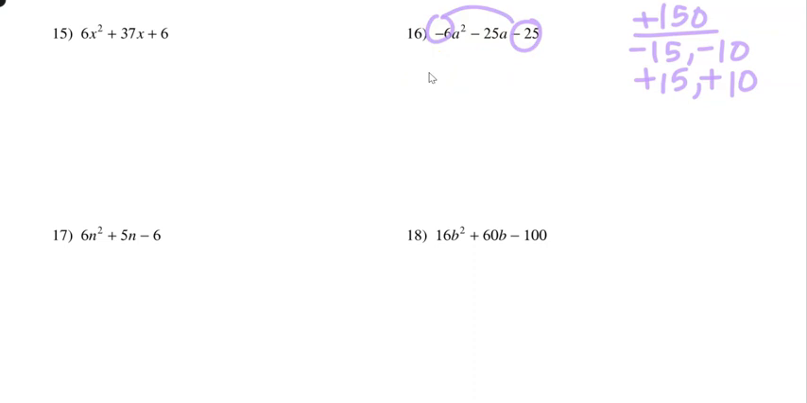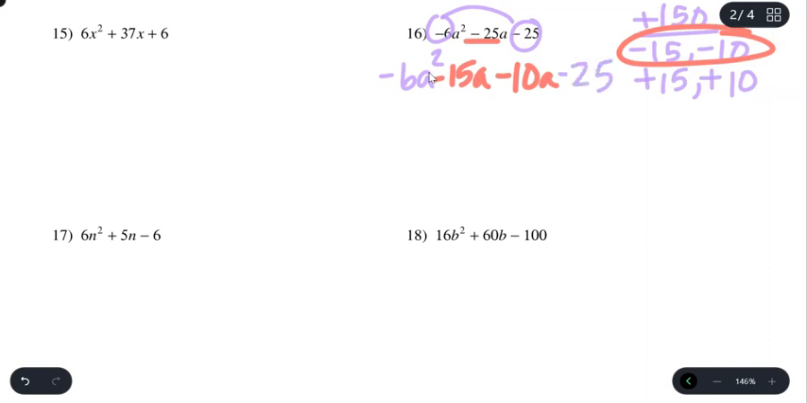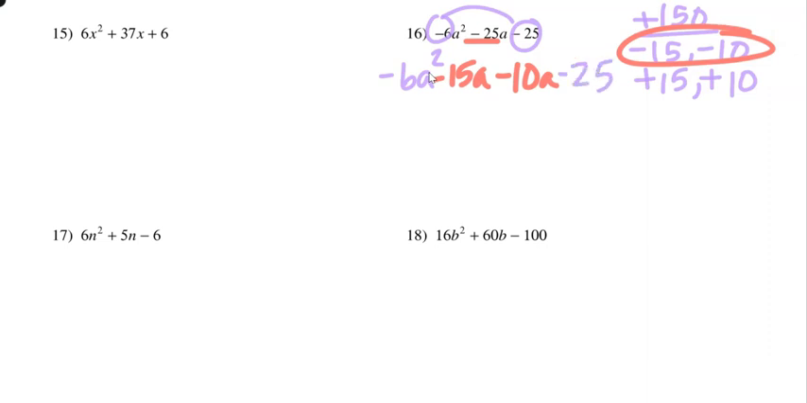Because a negative 6 times a negative 25 gives me positive 150. So again, just to save time, I look for a pair that adds up to negative 25. Well, that's obviously going to be this. So I'm going to rewrite it. I'll have negative 6a squared, and then I'm going to split minus 15a minus 10a minus 25. So I've split it. So now let's factor our terms together.